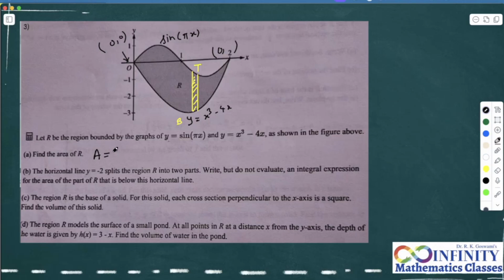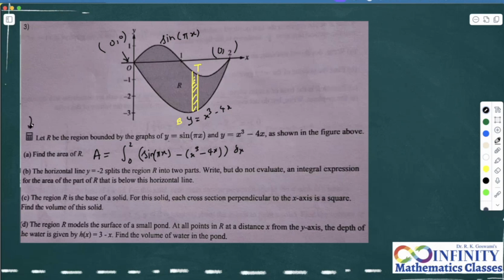What is going to be the limits? Limits are easy. X limit starts from 0 to 2. What is the top curve? Top curve is going to be sine pi x. What is the bottom curve? Bottom curve is going to be the cubic polynomial. That is all. You got the answer.